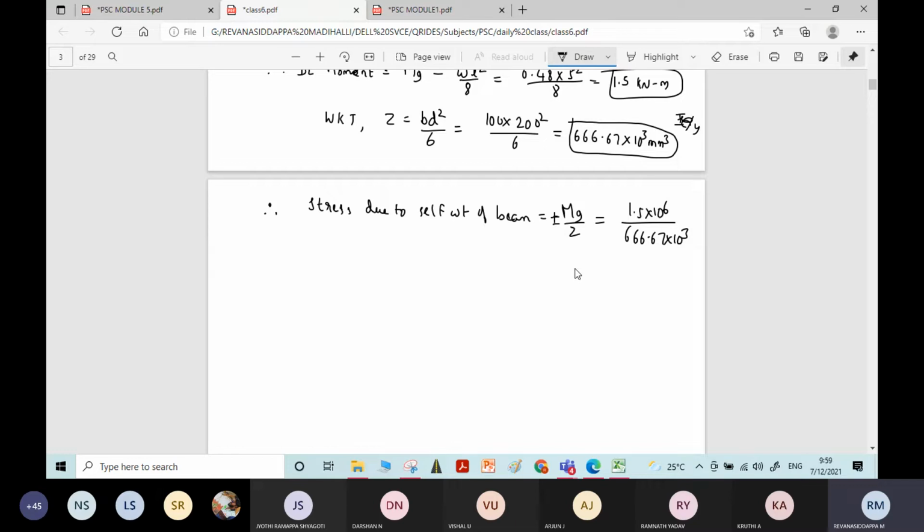Tell me the answer. Plus or minus 2.25. 2.25 Newton per mm square. Okay.